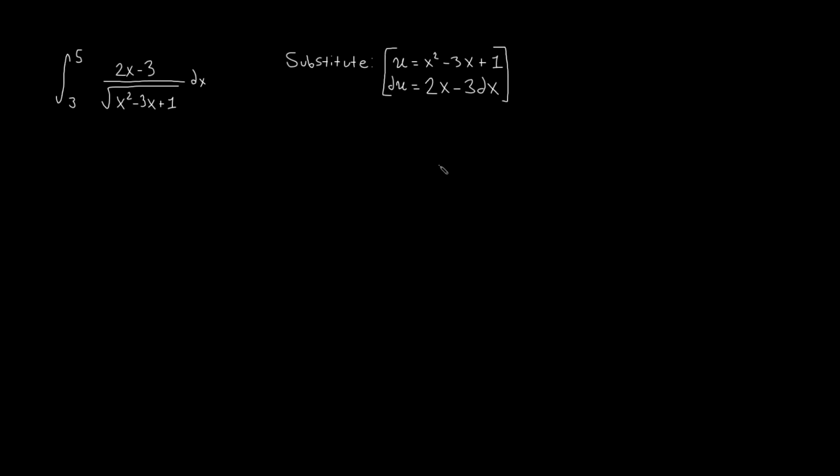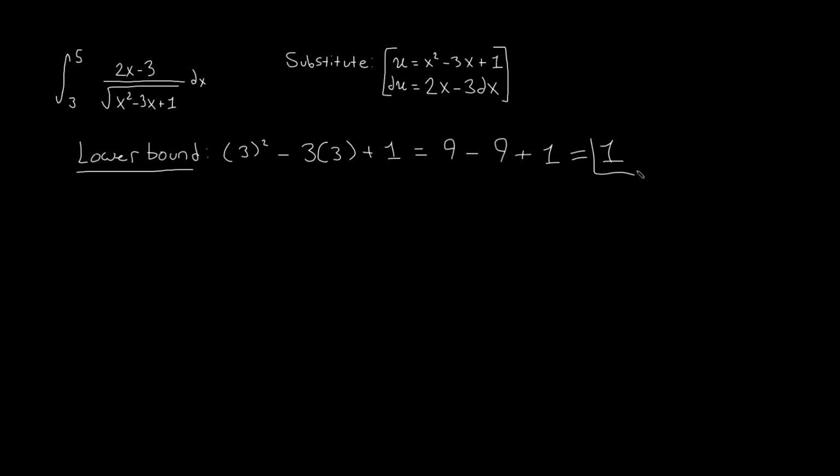Since this is a definite integral, we need to evaluate at our new bounds. And we'll do so using u equals x squared minus 3x plus 1. Let me show you what I mean. As we can see here, our lower bound is 3. And u, being set to x squared minus 3x plus 1, is going to be what we plug 3 into. 1 is going to be our new lower bound. So we're going to replace this 3 with 1.